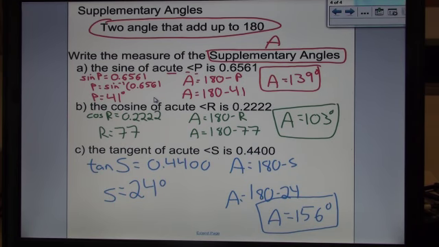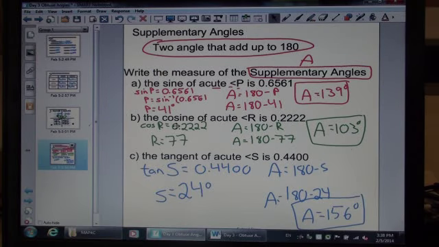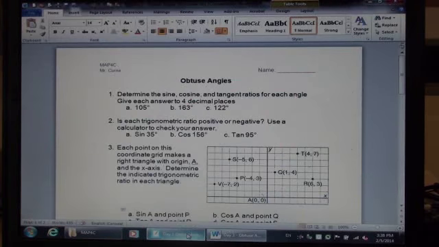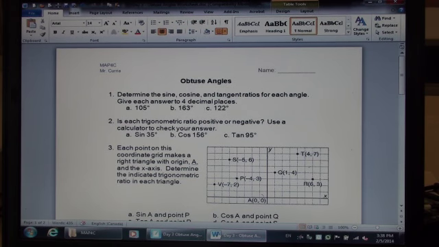Now, today's work, if you have a look: determine the sine, cosine, or tangent of each angle. So you just have to punch that through your calculator. And then it says, is the trigonometric ratio positive or negative? So you're not trying to solve it, you're just telling me if it's positive or negative. If you see the second slide, that'll help you with that.